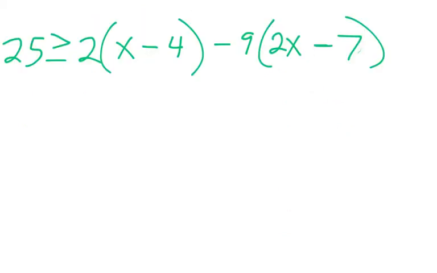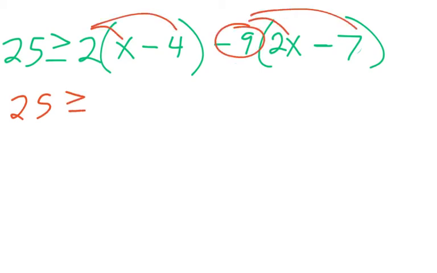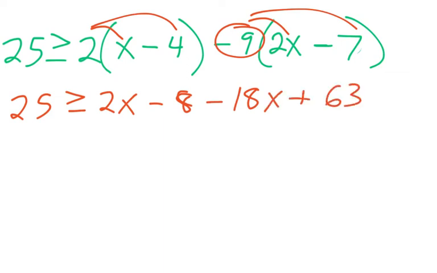Okay, so here's our last example. We have 25 is greater than or equal to 2 times the quantity x minus 4 minus 9 times the quantity 2x minus 7. So on the left-hand side, we just have a number. So just bring that down. And we got to distribute twice here. So multiplication, right? 2x minus 8 minus 18x plus 63. Negative 9 times negative 7 is positive 63.